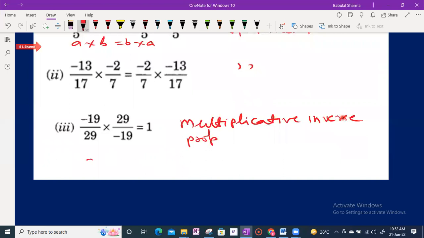Because when any number a, कोई नंबर है, इसको रेसिप्रोकल से मल्टीप्लाई करिए तो a and a cancel, that is 1. So this property is known as, or said to be, the multiplicative inverse property of rational numbers.